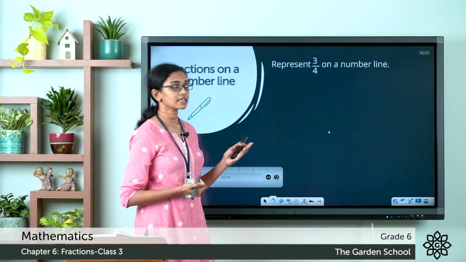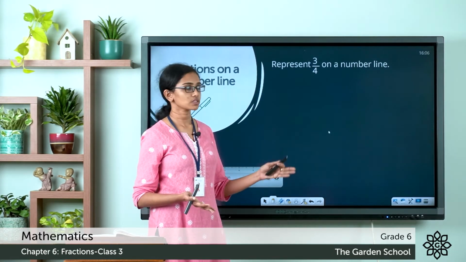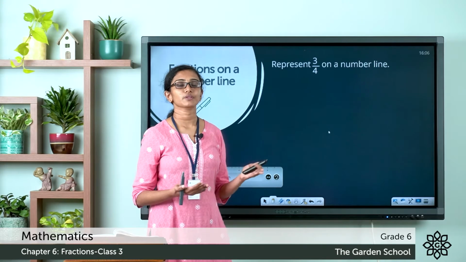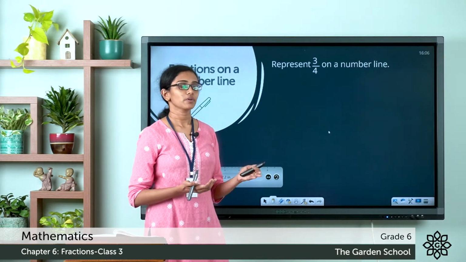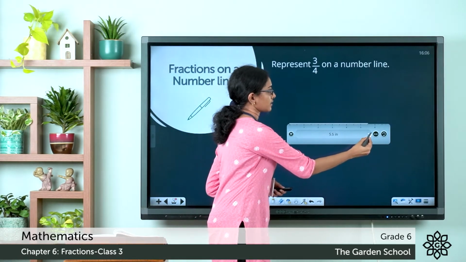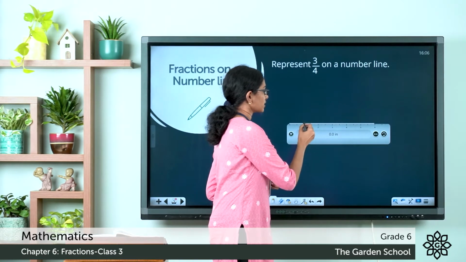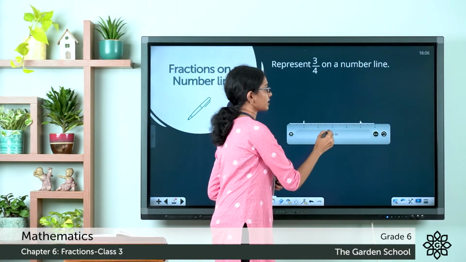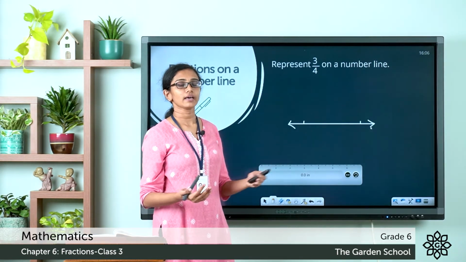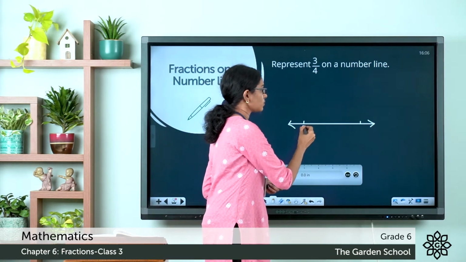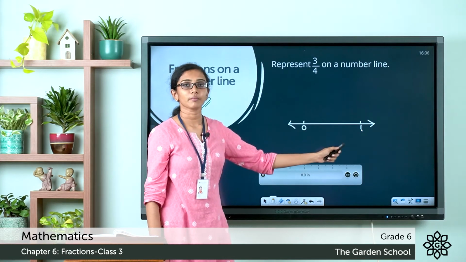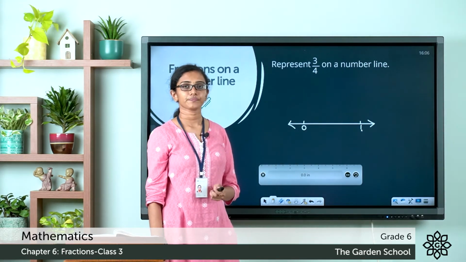See the question, represent 3 by 4 on a number line. So, here the fraction is 3 by 4 or 3/4. Here also the first step is to draw a number line. So, I am going to draw a number line now. Here I am going to draw this line. Then I am going to mark equal points on it. I am marking 1 point here and 1 point here, and this fraction also has a value which is between 0 and 1, and hence I am marking this point as 0 and this point as 1. We are going to represent 3/4 on this number line between 0 and 1.